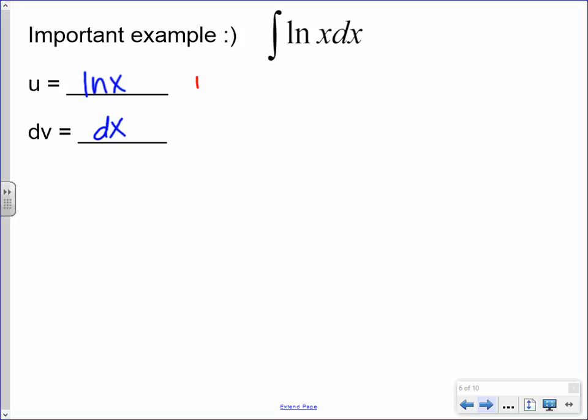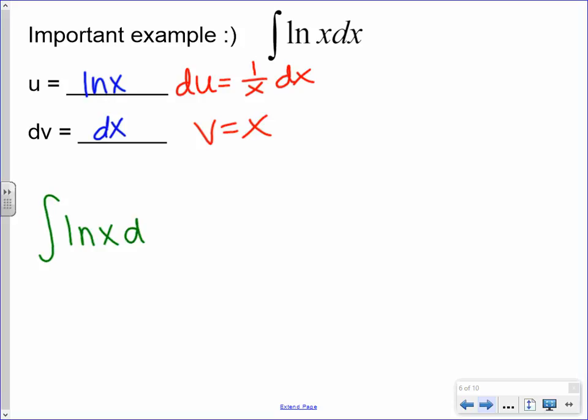So what does this make u? du, excuse me, is 1 over x dx. And v is equal to x. So the antiderivative of the natural log of x is u times v, so x natural log of x, minus the integral of v du, right?